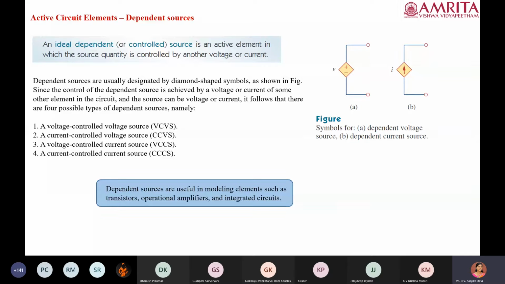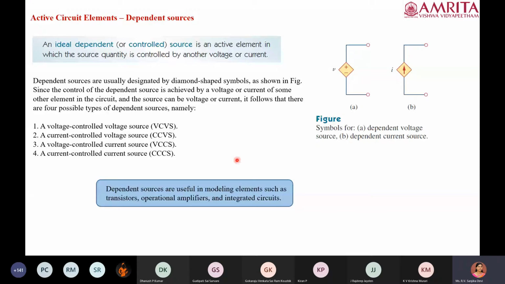The symbolic representation for the dependent sources is the diamond symbol. This is how normally, in any circuit, the dependent sources will be represented. If it is a voltage source, it is represented using the plus minus, and if it is a current source, it is represented using the arrow mark. We have also seen these four categories in detail in the last class.